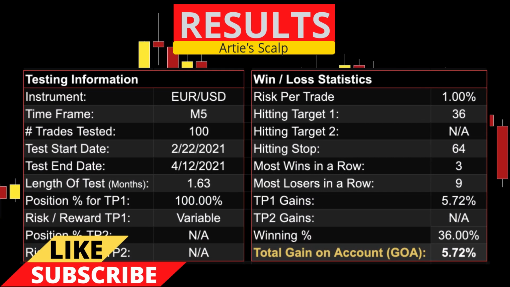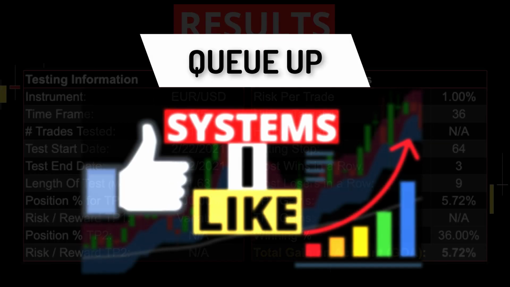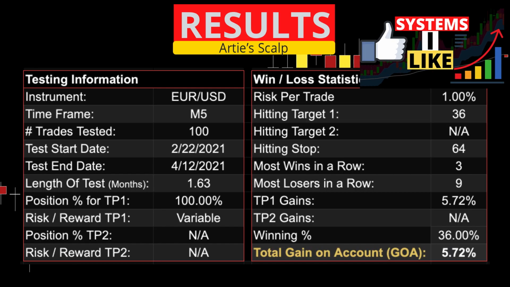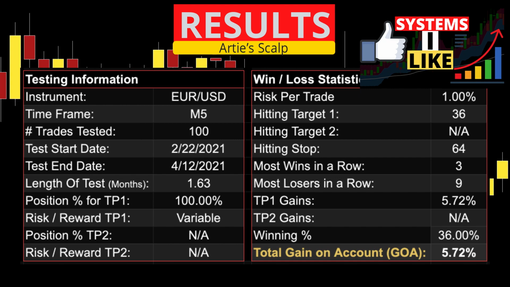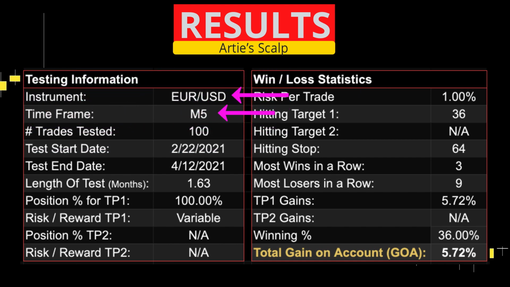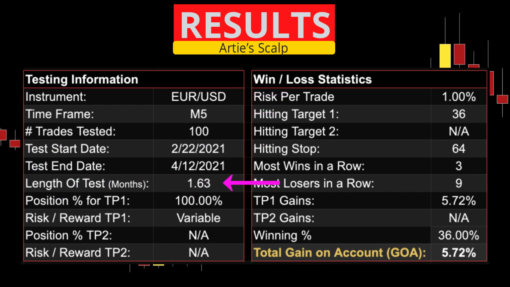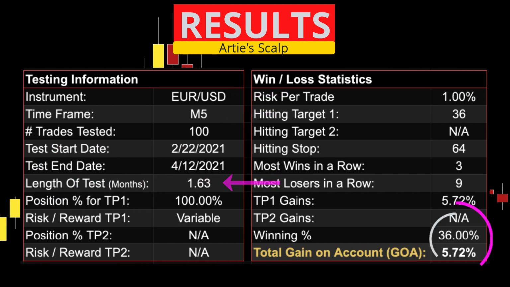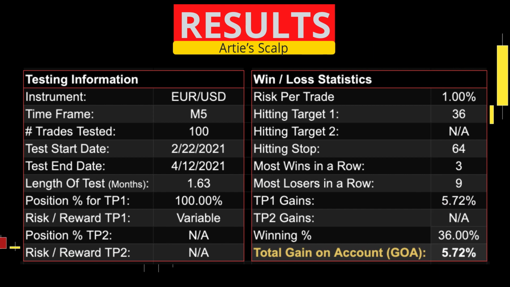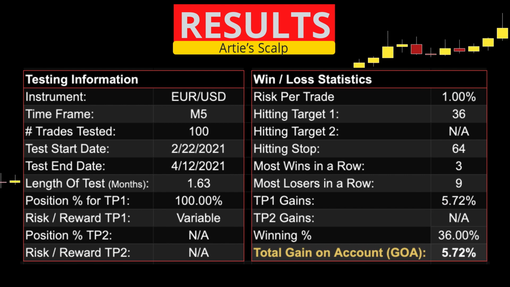Remember, this is just 100 tests on one instrument. If you are thinking of using this system, please do all the required testing and be sure to let our community know what you discover. This test was done on the euro versus the US dollar 5-minute candles. It took a little longer than 1.5 months to find the 100 setups. We had a winning rate of 36% with a 5.72% total gain on account.